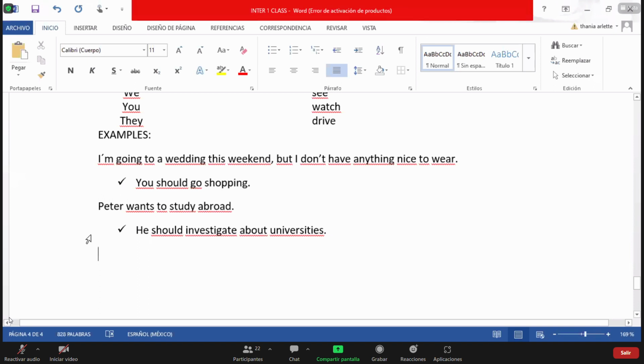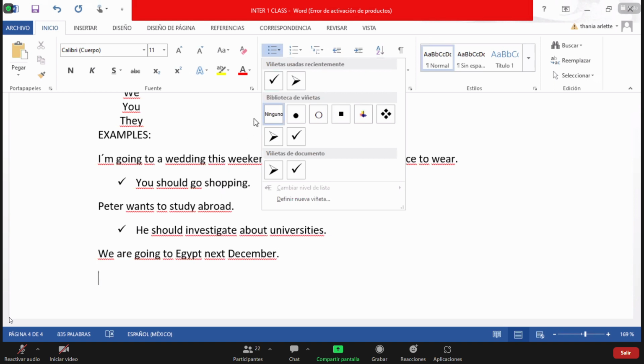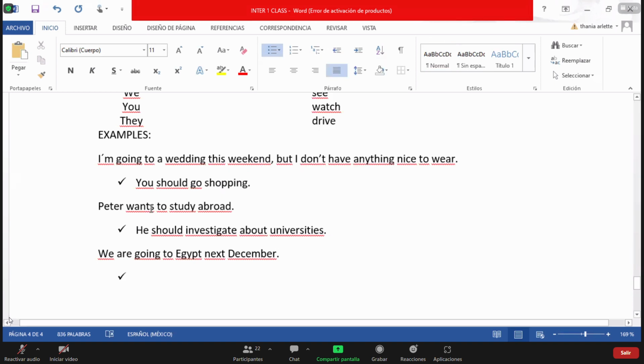Another one. We are going to Egypt next December, on vacations, on holidays. That is the idea. We are going to Egypt next December. And a suggestion I would say is you should visit the pyramids.